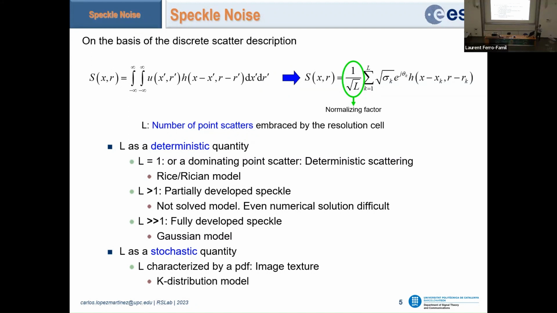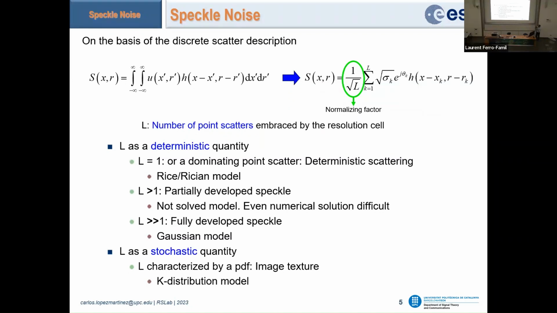If we have L equal to 1, we have only one target, a point target, and we don't have speckle. We don't have noise. We don't have statistics at the end. If L is really large, to infinity, what we have is a fully developed speckle. It's what we have seen before, and that's why we need to introduce statistics. And in the middle, when L is large but not large enough, is the most difficult problem. In that case, we cannot use statistics, but it's also very difficult to have a numerical solution. So that's the worst case.